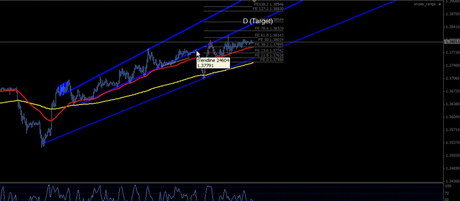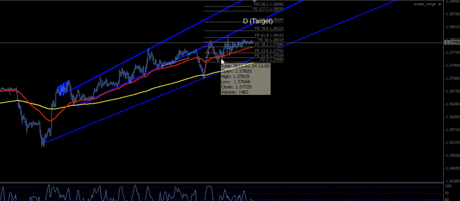Then we broke that channel in the middle of the night and we came down, and at that point, once price moved back up, we were able to form another channel here, which is where price has been trading all day long. So we have an ABC to the upside within this channel.